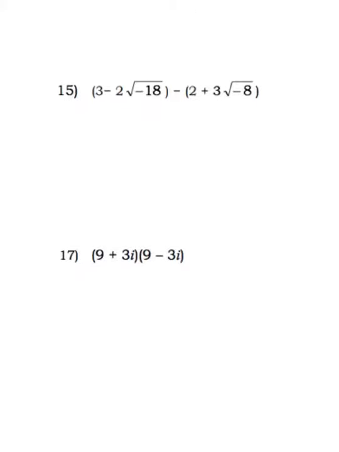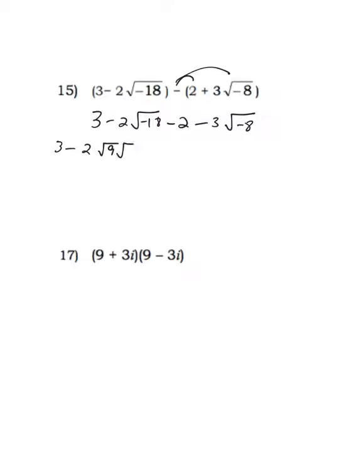Here we are with 15, distributing my -2. I have 3 minus 2 square root of -18, minus 2 minus 3 square root of -8. And these need to be broken down so I can see if I can go any further with it. So when I'm breaking down the square root of -18, I'm going to make that radical 9, radical 2, radical -1, which you know is i. And when I'm breaking down -8, I'm going to say 4 times 2 times -1, which is essentially i.